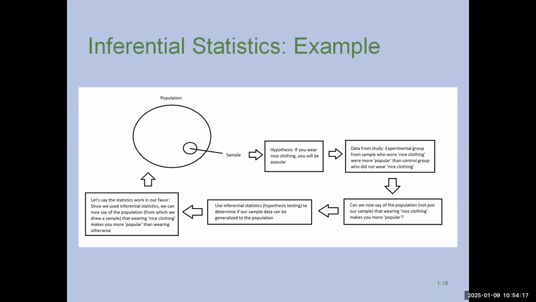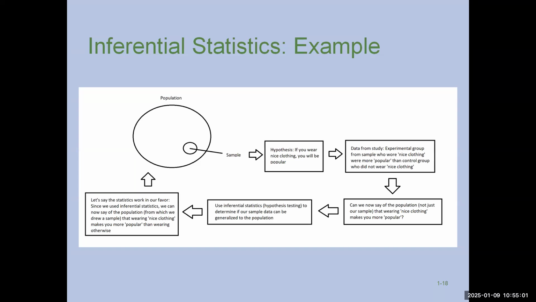Okay, so that is why we have two groups. One is the control group, and we also have experimental groups. We are going to compare how these two groups are related to their clothing and the notion of nice. Can you now say of the population, not just our sample, that wearing nice clothes makes you more popular? That is what inferential statistics does: it tests the hypothesis to determine if our sample data can be generalized to the population.